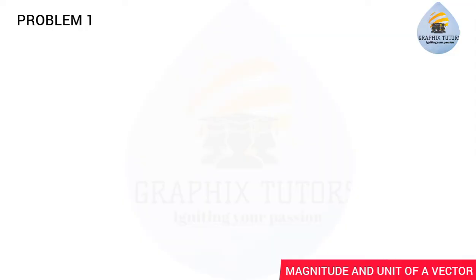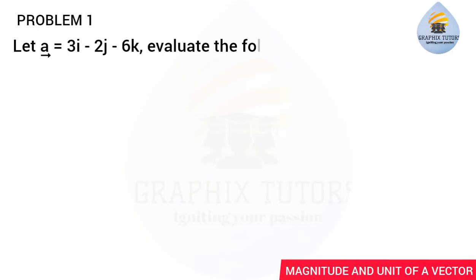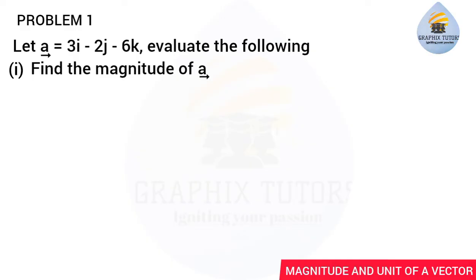It says, let vector A be equal to 3i minus 2j minus 6k. Evaluate the following. Roman figure 1, find the magnitude of vector A. Roman figure 2, find the unit vector of A. Right?